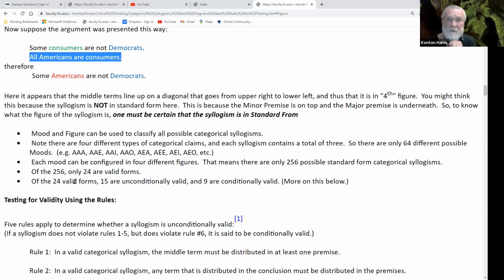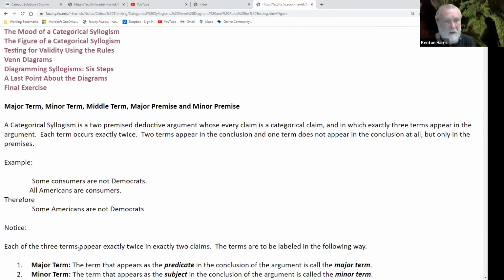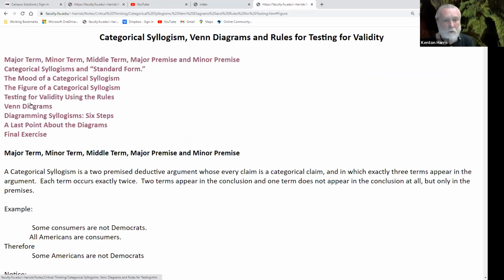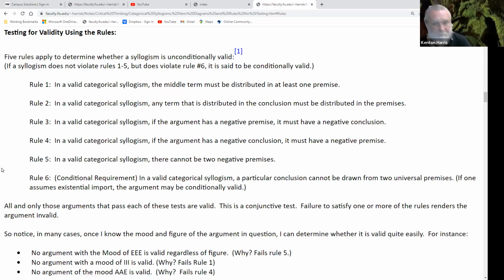Now, of the 256 possible syllogisms, only 24 are valid, right? So the vast majority of possible categorical syllogisms are invalid. They are not truth-preserving. Even if the premises were true, the conclusion might not be true. Now, of the 24 valid forms, only 15 are what are called unconditionally valid, and 9 are what's called conditionally valid. So we'll talk about that in a bit, but now let's move on to using rules to test for validity.